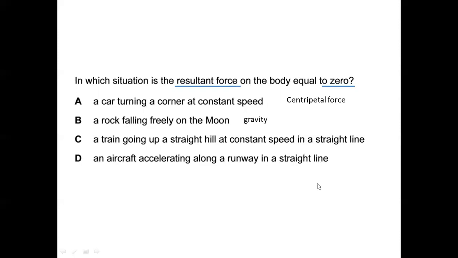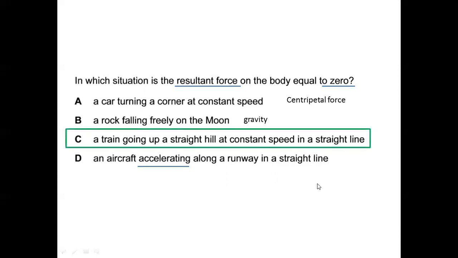Next, a rock falling freely from the moon. A rock that falls freely on the moon means that it's still affected by the acceleration due to gravity. That means there is a resultant force acting on it. On letter D, we have an aircraft accelerating. Okay, if an object accelerates, that means there's a net force or resultant force acting on it. So for this question, the answer will be letter C.